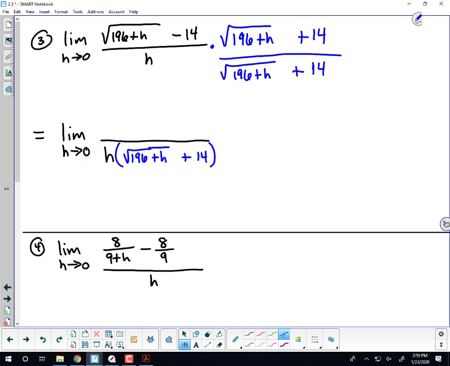And what do we get when we multiply the numerator out? 196 plus h minus 196. Right. So the first times the first, the square roots undo each other, so it's just 196 plus h. The cross terms, I don't know if you use FOIL, the O and the I are the same but opposite in sign, so they're 0. And then the last times the last, so we have minus 14 squared. Minus 14 squared is 196. So lo and behold, we just end up with an h up top, which will cancel the h on the bottom.